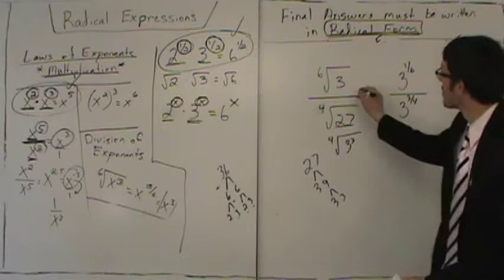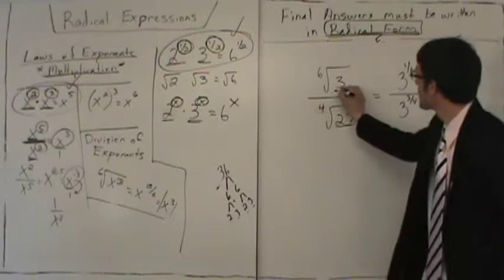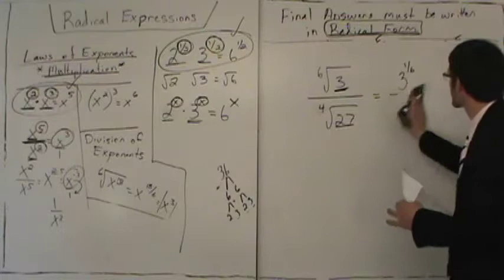Notice that in the original problem, the bases did not match. Remember, this is 3 here. Let's go ahead and just do this. 3 to the 1/6, 27 to the 1/4 power.